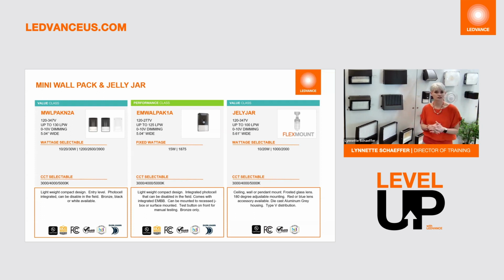Of course, we can't forget the famous jelly jar, right? So the jelly jar does feature flex mount, which means it can be mounted to a ceiling, a wall, or it can also be pendant mounted. It does have a frosted glass lens, 180-degree adjustable mounting. So you get that right where you want it and then just tighten up the screw. Red or blue lenses are optional too, and it is a die-cast aluminum gray housing. And of course, type 5 distribution on that one.